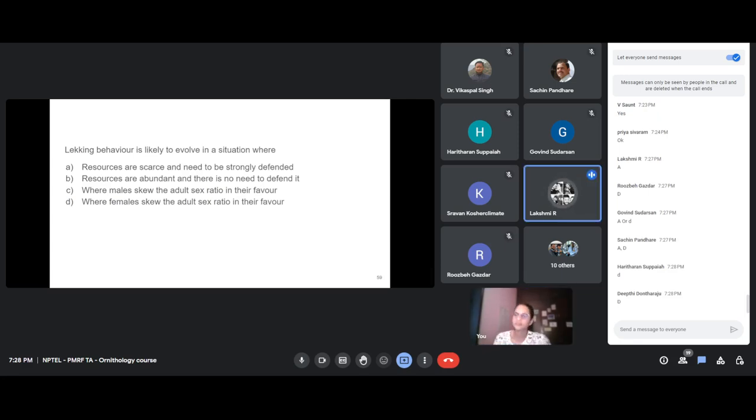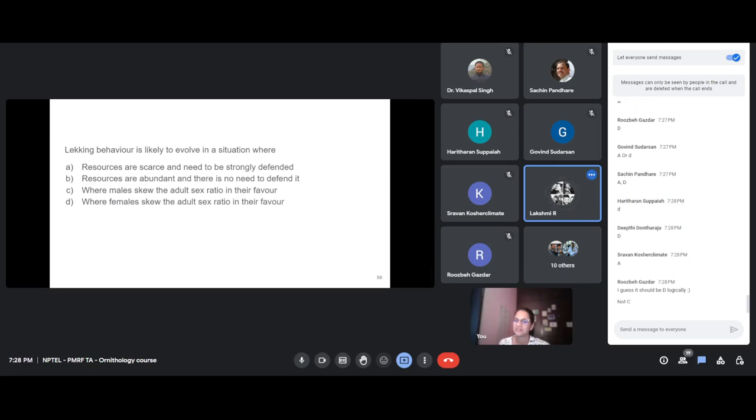Ma'am, this is related to a point raised in the previous question, wherein someone said that the resources are dispersed and far-fetched, and that's why the males congregate in one place and compete. So it should have been A, no, ma'am.